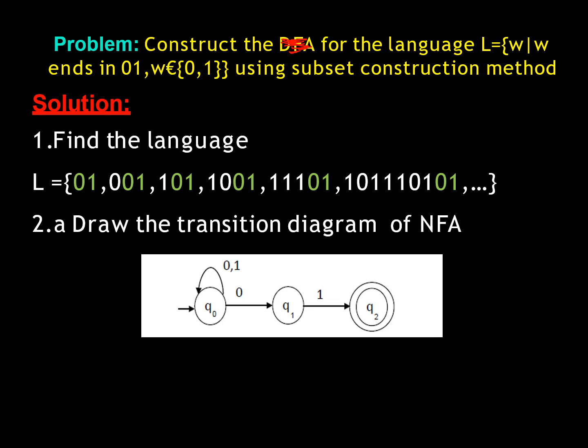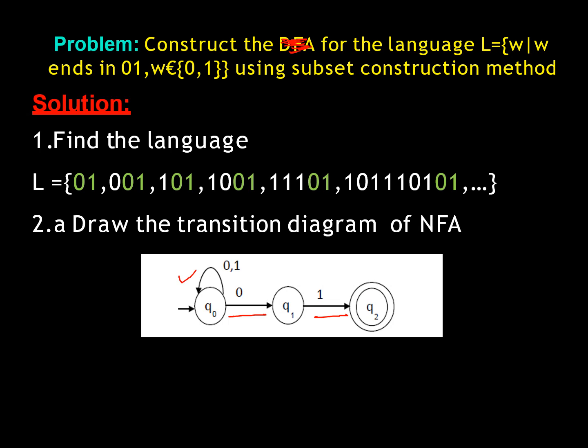First, let's start with the NFA. L is equal to the set of W such that W ends with 01. We are already familiar with this type of NFA, right? Since the language is strings that end with 01, we obviously need a path of length two for 0, 1. I cannot have anything on the last state, but initially I can have anything in the beginning. That's why there is a 0, 1 self loop on Q0.